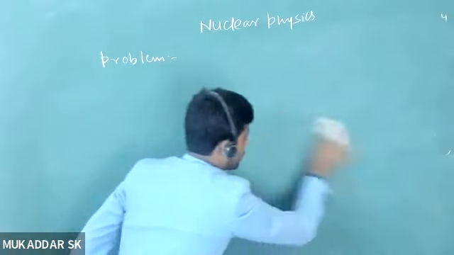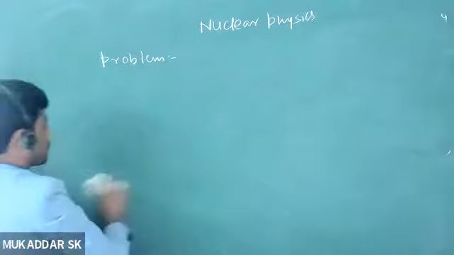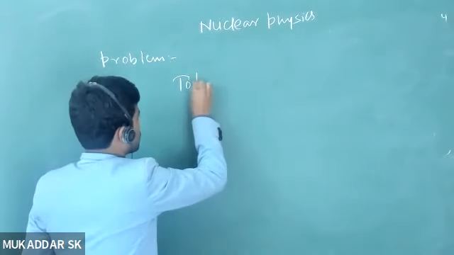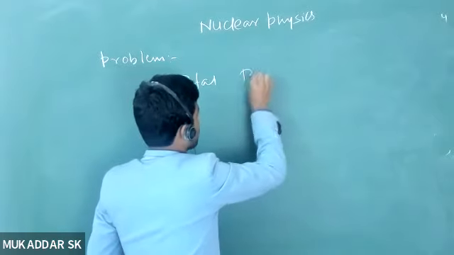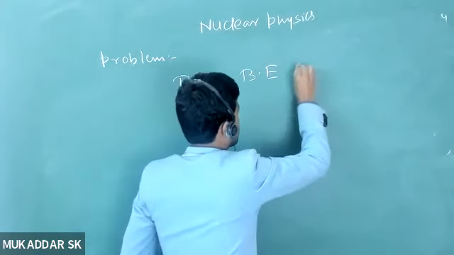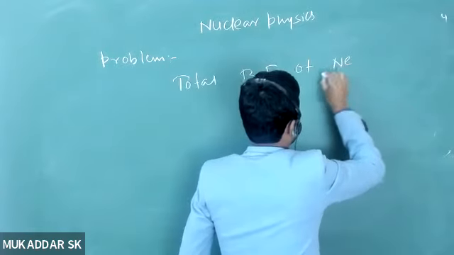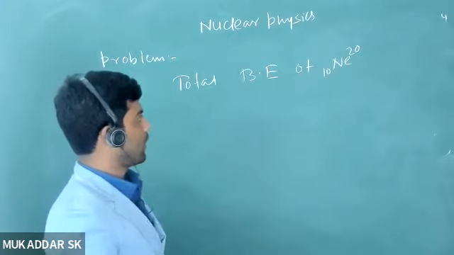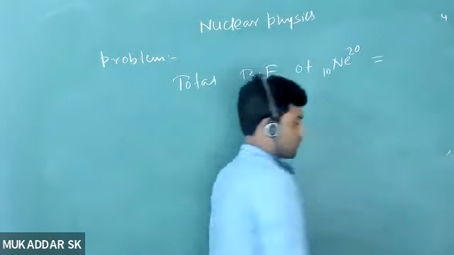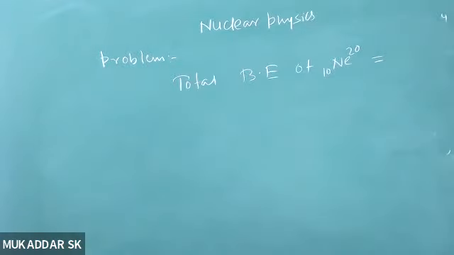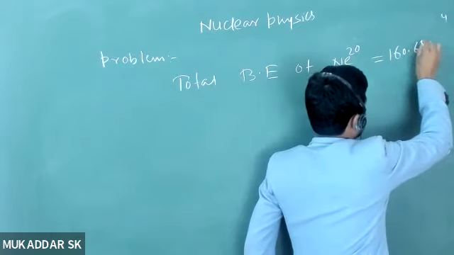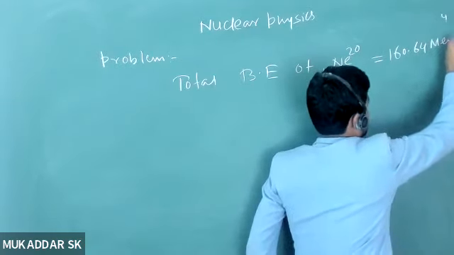Okay, we'll go to the next problem. In that question, it is given that the total binding energy of neon-10-20 is 160.64, and obviously the unit will be mega electron volt.